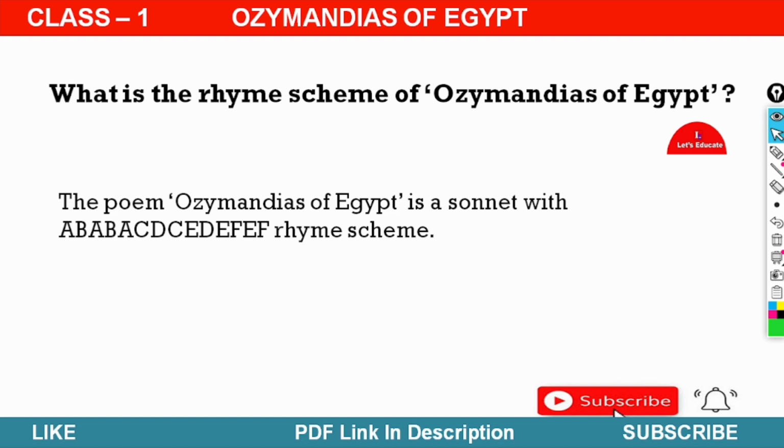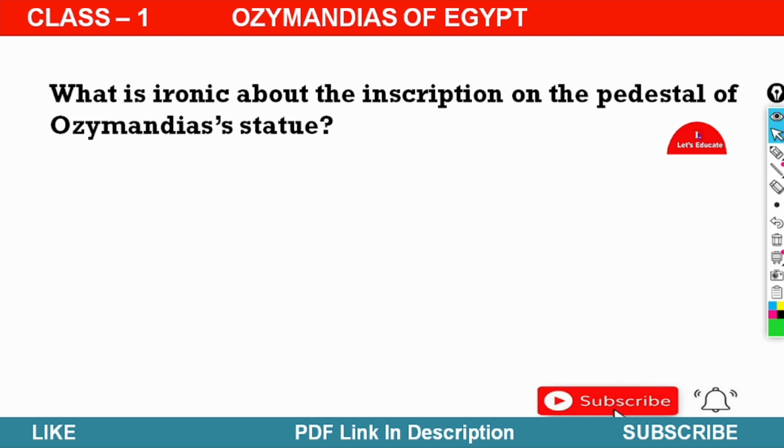Okay. Next question. What is ironic about the inscription on the pedestal of Ozymandias' statue? What is the irony? Irony means what? Irony means the thing which we see and the thing which he imagines. Okay, these are both different things.